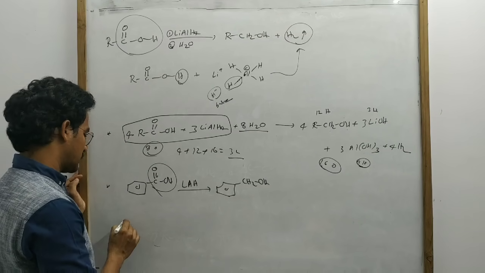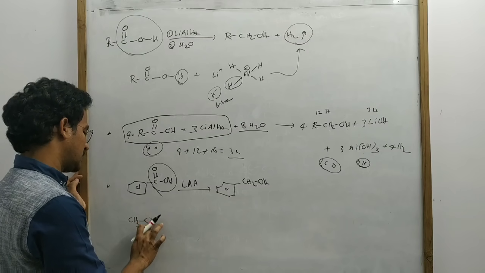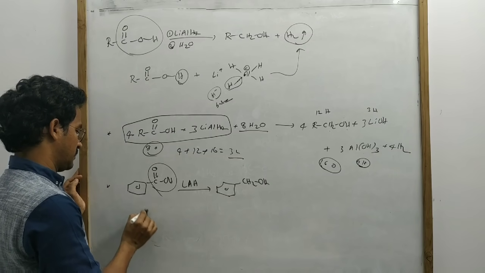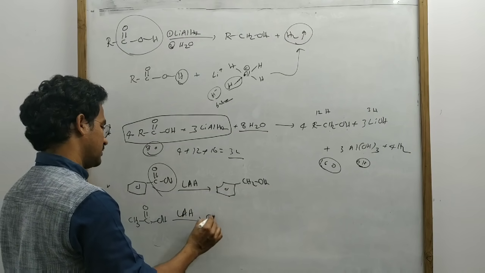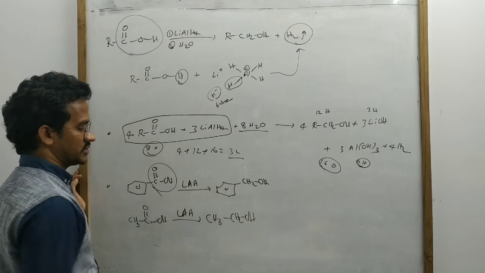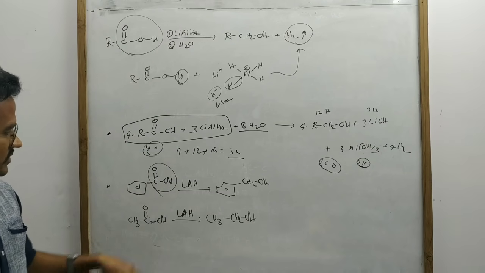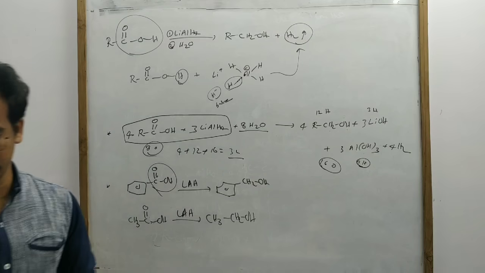Okay, so next, suppose CH3, this acetic acid. This acetic acid on reduction with lithium aluminum hydride gives CH3CH2OH. Okay, so reduction reactions of the lithium aluminum hydride.